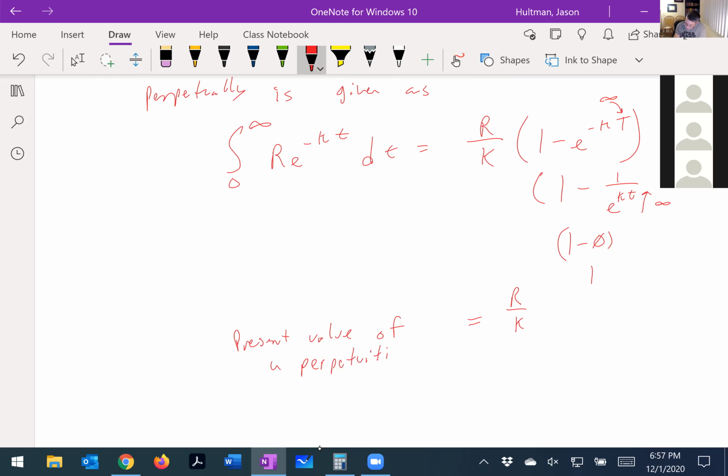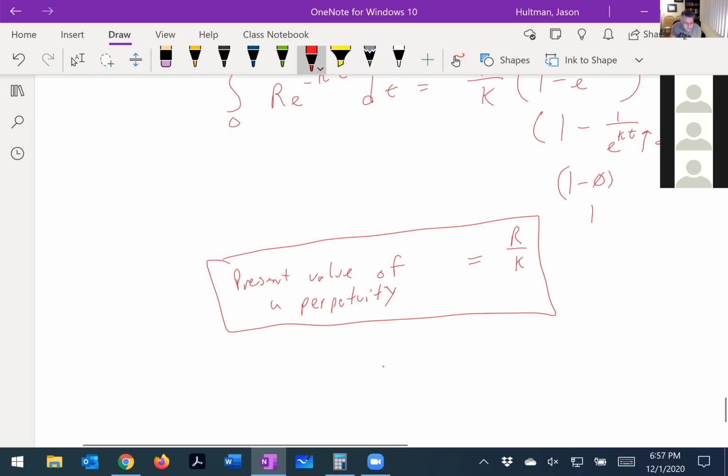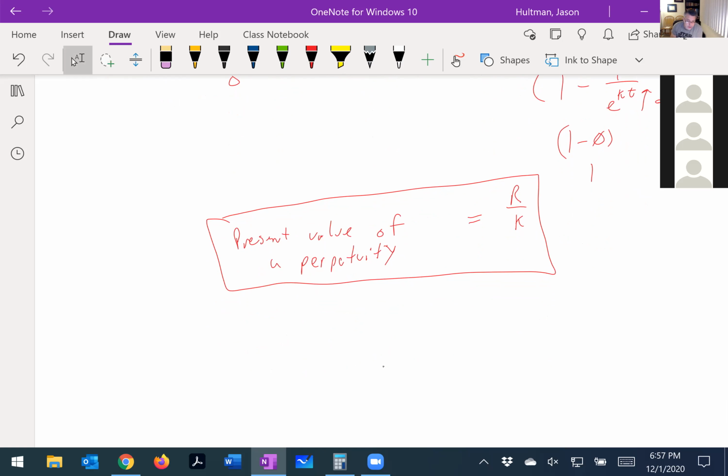Now there are certain perpetuities out there, but they're not as simple as this one. And we can talk about that in a second.